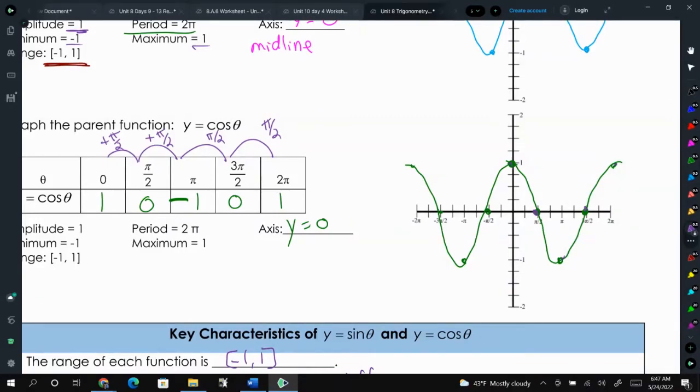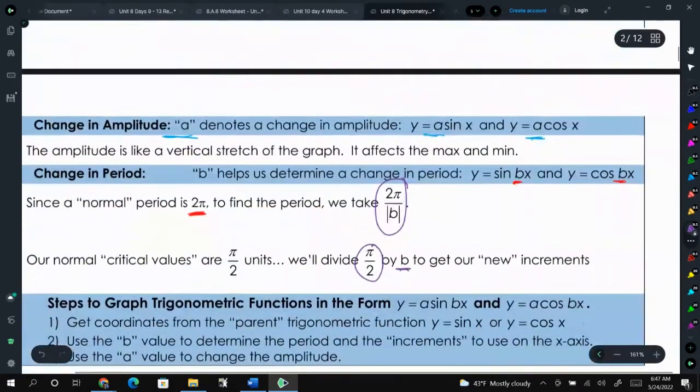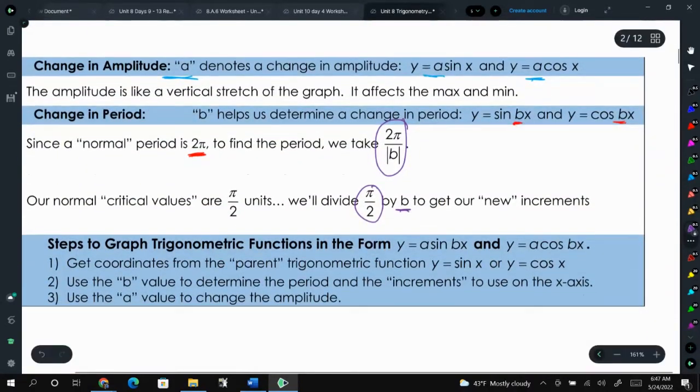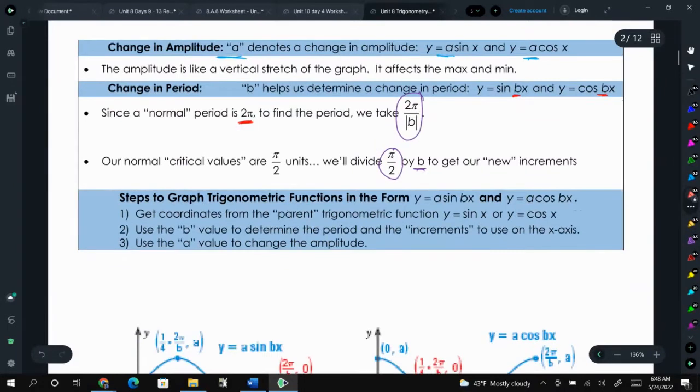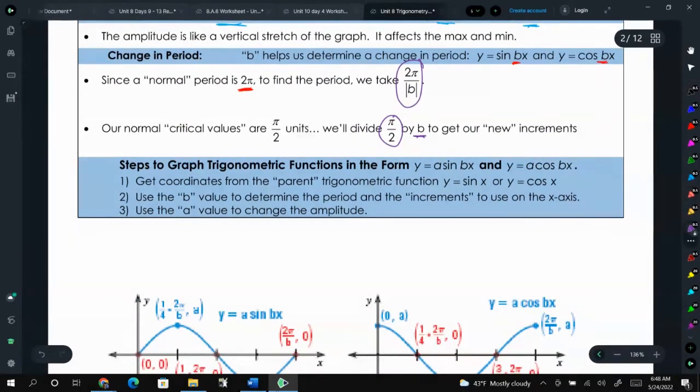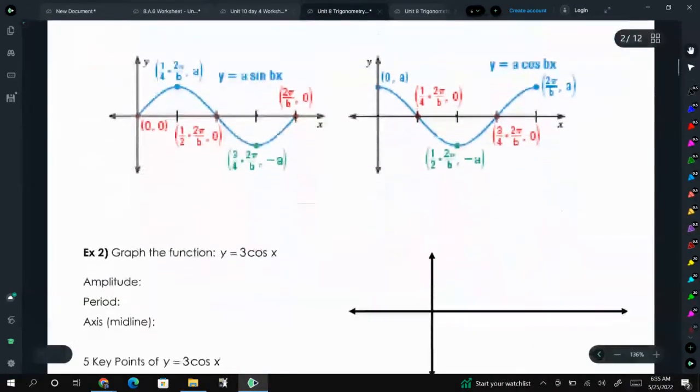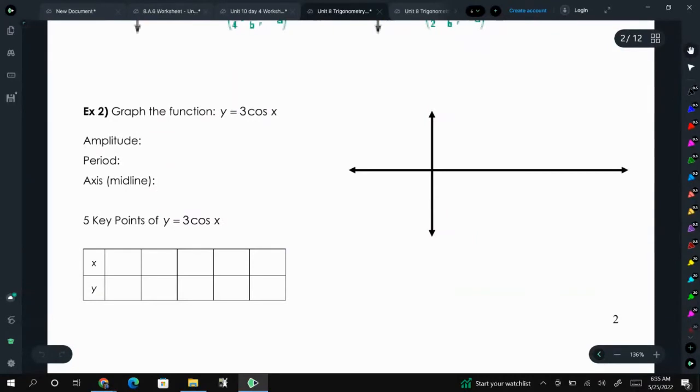Well, if we start changing that b value, if we start changing that period, what are we going to go up by? What we're going to go up by is whatever pi over 2 divided by b is. That is what we'll be going up by. And then we'll follow these steps as we start graphing, and you'll see how all of them fit together. So let's graph some of these functions.